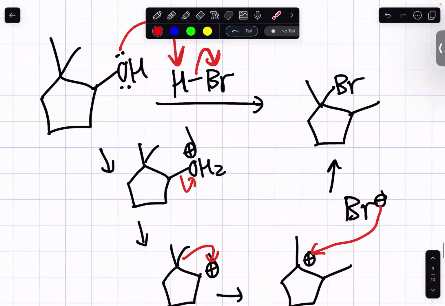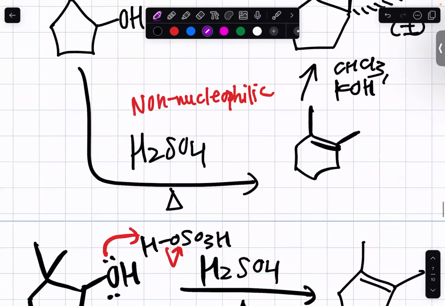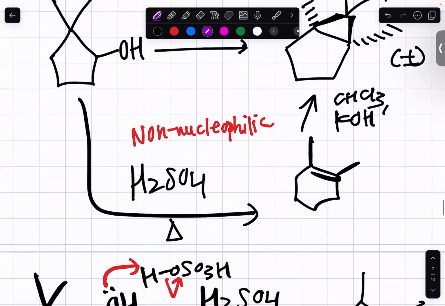Right. Oh, okay. So apart from H2SO4, what other strong acids would we see? Another strong acid that you can see is H3PO4, H3O plus.